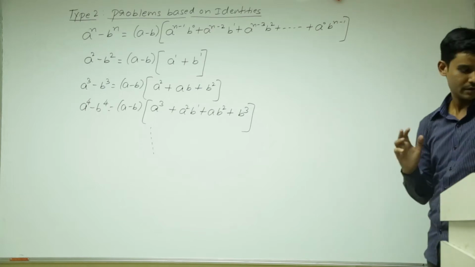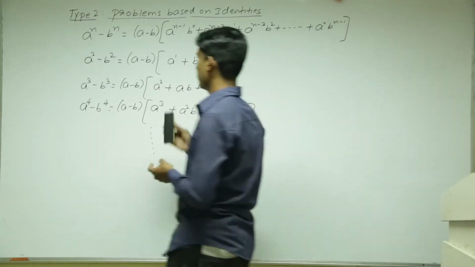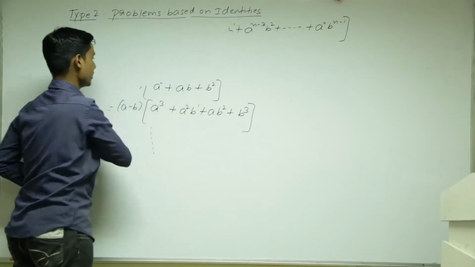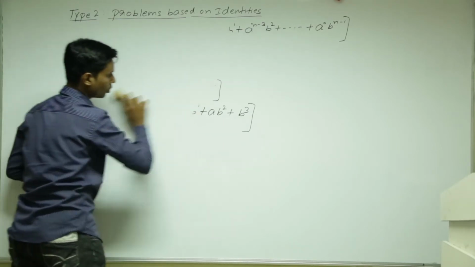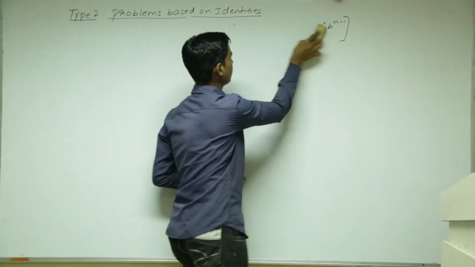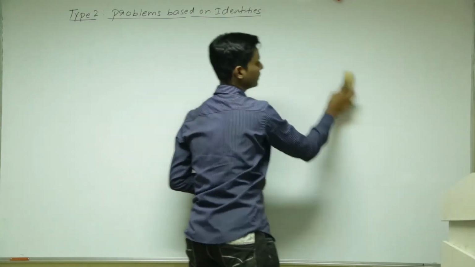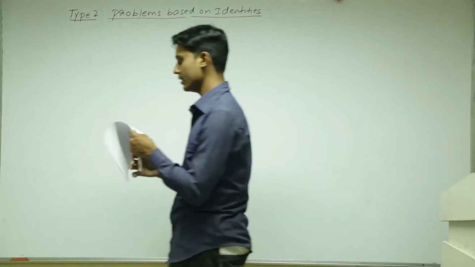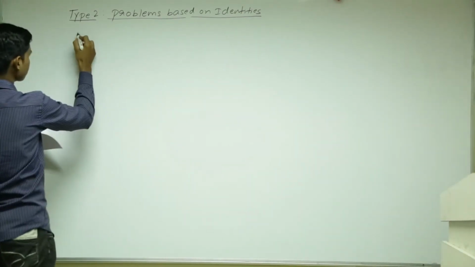Clear with the approach? Now let us start with problems. Please write down the problems. Please see your first question in the sheet. Slowly we will increase the level of difficulty. See here, first few questions are very basic questions. Now see here, question number 1.